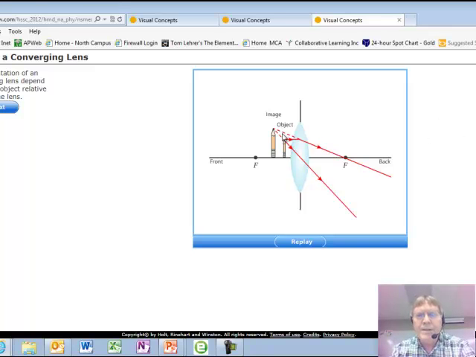Okay, so this is the situation that you have using a magnifying glass. You get the object close to the lens, and it magnifies it. It makes it look like it's bigger, but it also appears to be further from the lens than it really is. This object appears to be back here and appears to be much larger.